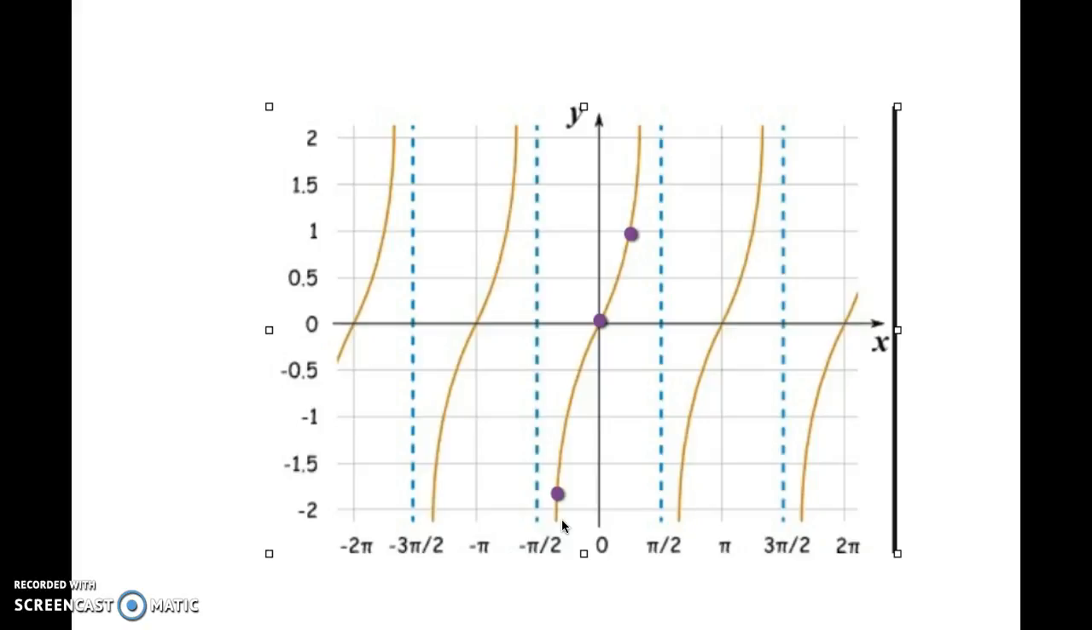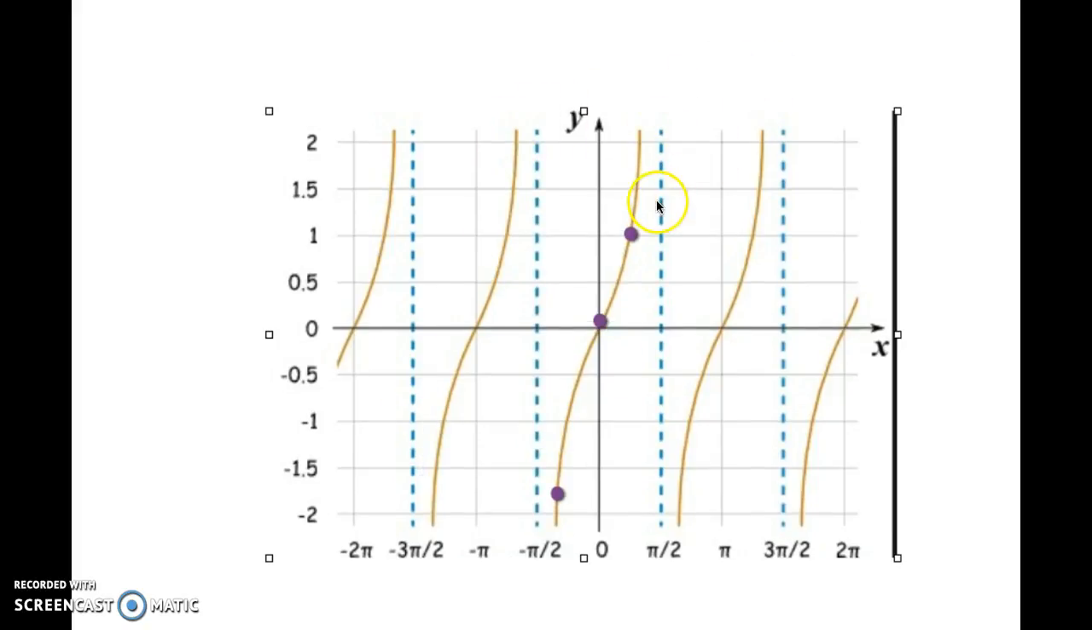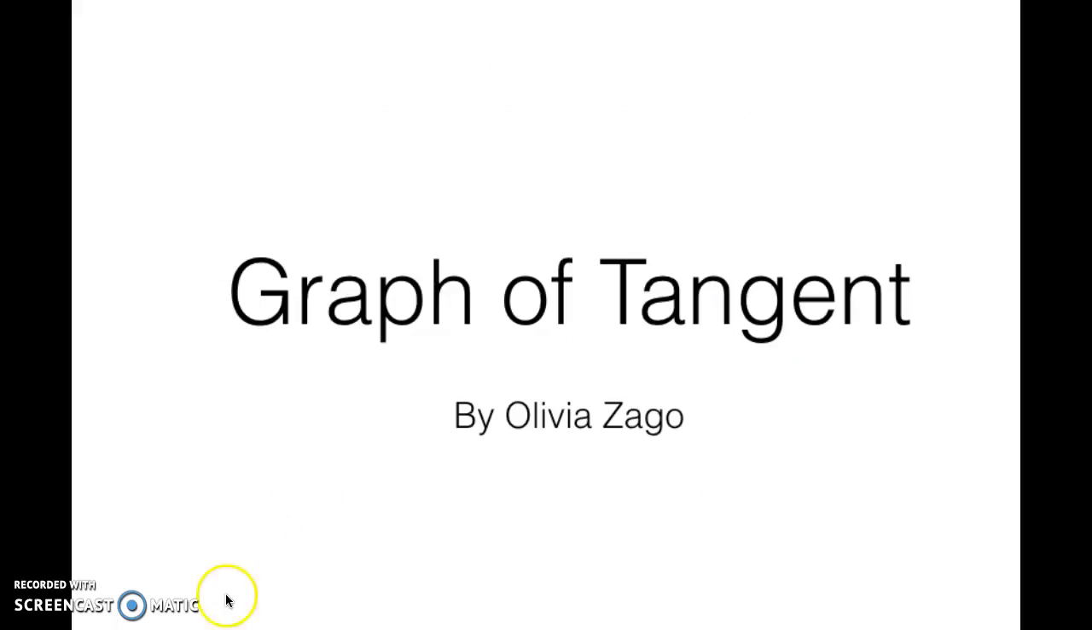Extending this graph to the right of pi and to the left of 0, we obtain the graph shown here. You now know how to graph the graph of tangent.